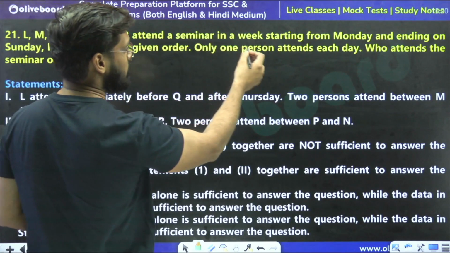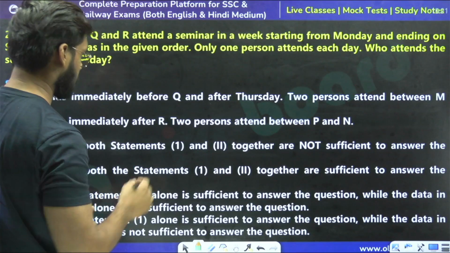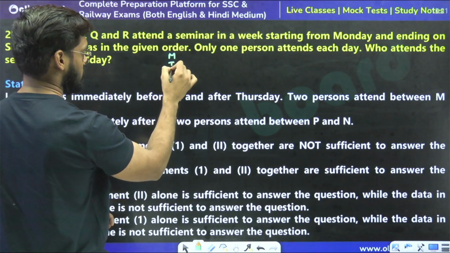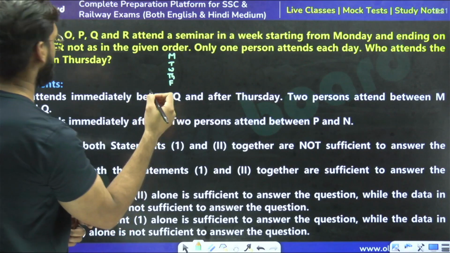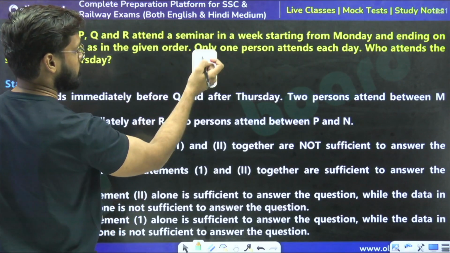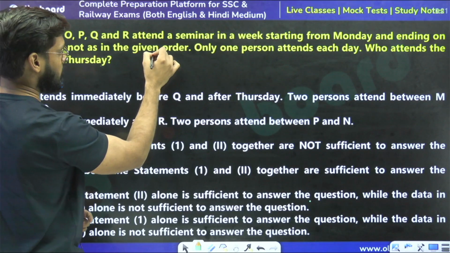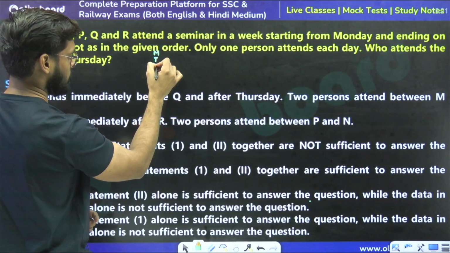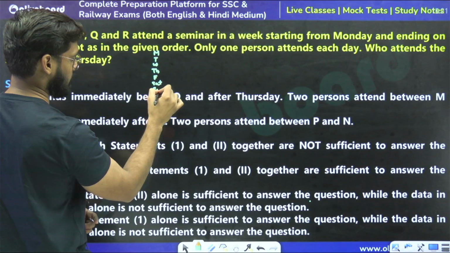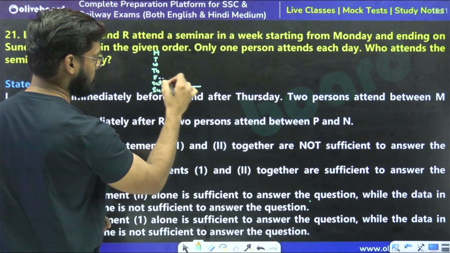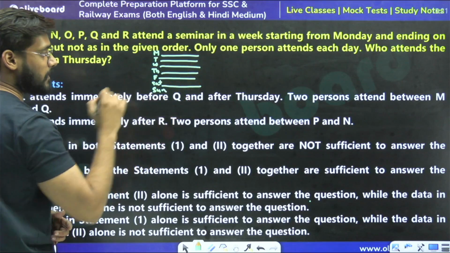L, M, N, O, P, Q, R attend a seminar in a week starting from Monday and ending on Sunday. Monday, Tuesday, Wednesday, Thursday, Friday, Saturday, Sunday. We have less space, so let's make it like this. We made it in this space only. We have to fix the persons in these spaces, right?